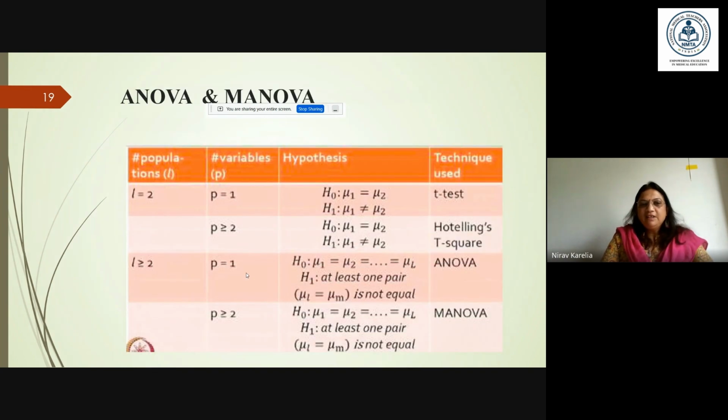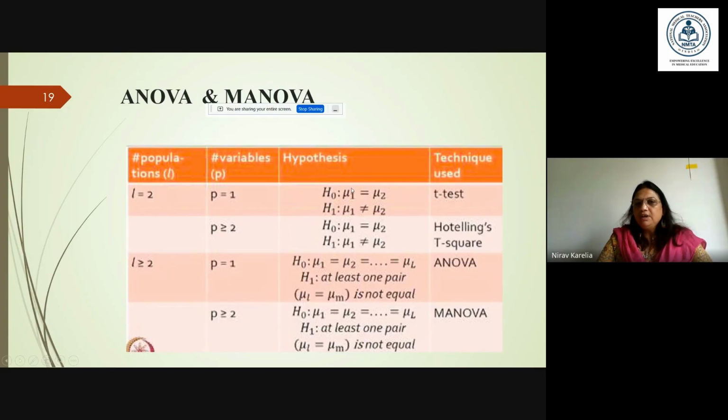So this is easy to remember: the population is 2 and your number of variables is 1. Commonly, we use the t-test. If normally distributed with more than 2 variables, there is one type of modification of the t-test, Hotelling's T-square. Okay, this is the hypothesis. For more than 2 populations, so 3 or more, with 1 variable you can use ANOVA, and with 2 variables you can consider MANOVA.